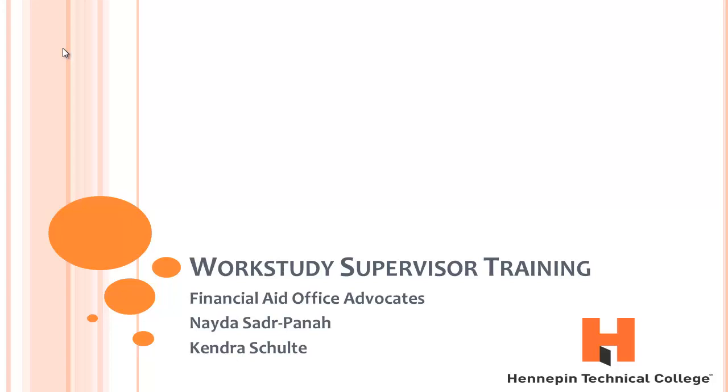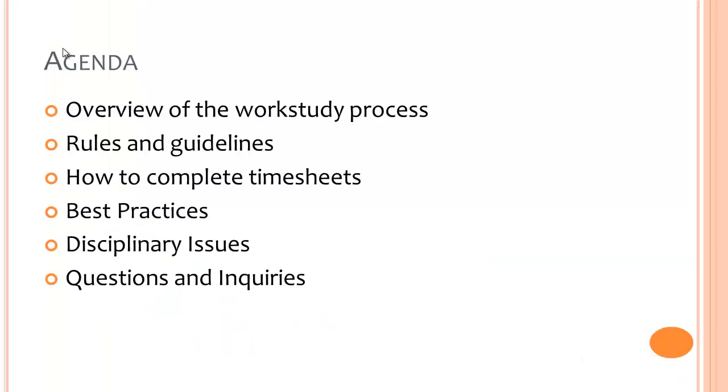You may or may not have supervised student workers in the past. This training has been put together to make sure that we are all on the same page when it comes to the work-study process and guidelines. All the forms involved in this process can be found on our website, hennepintech.edu/FA, under the Workstudy link. You may find it helpful to review these as you go through the training.